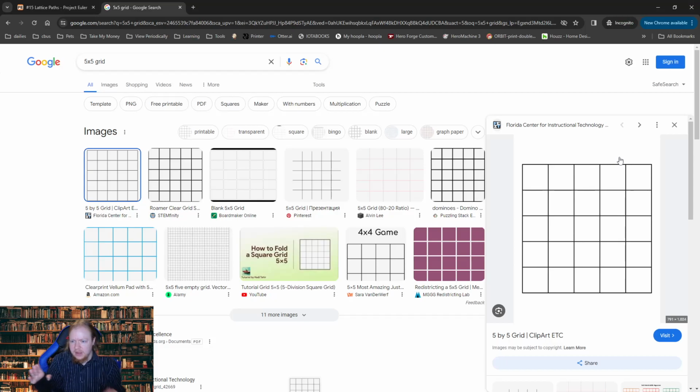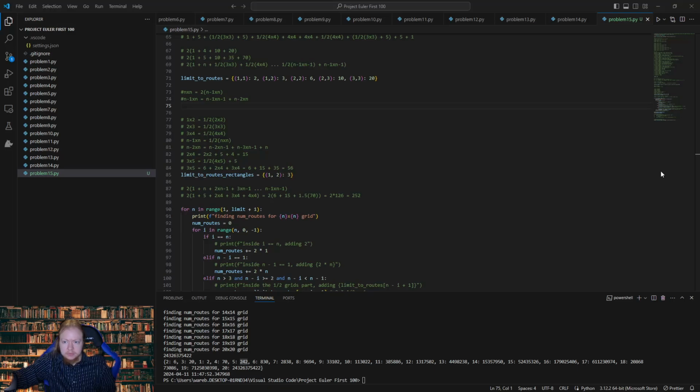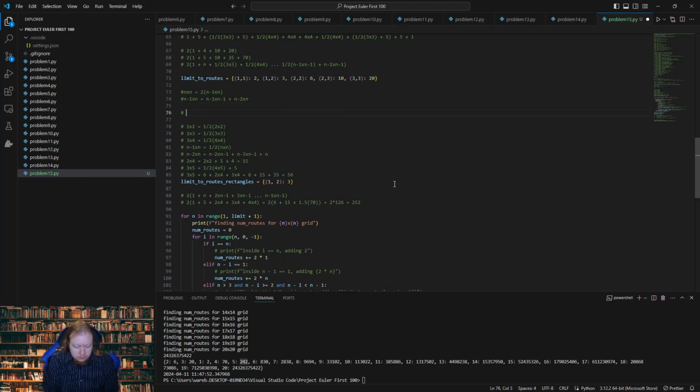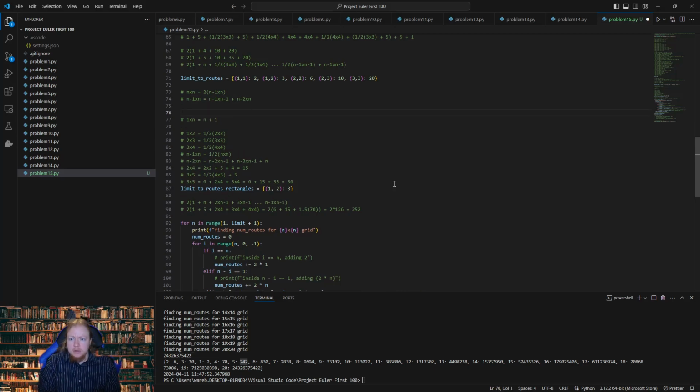And let's again, for a 1 by whatever, the number of routes is n plus 1. So 1 x n, these should all have spaces, is n plus 1. Okay? So if we think about like a 2xn, what is that?